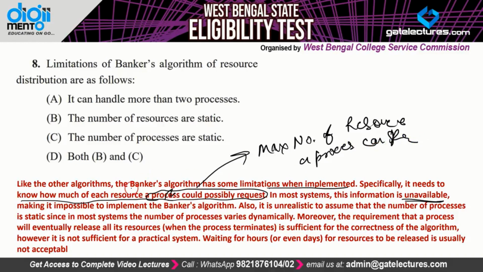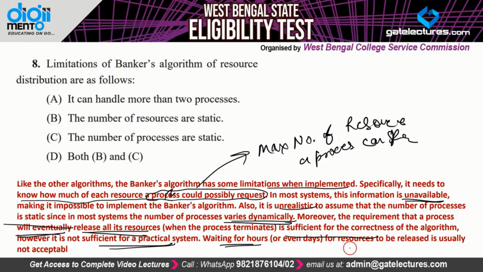Okay. And making it impossible to implement the Banker's algorithm. Also, it is unrealistic to assume that the number of processes is static. So the number of processes, they are saying, is static. It is unrealistic, since in most systems the number of processes varies dynamically. Moreover, the requirement that a process will eventually release all its resources when the process terminates is sufficient for the correctness of the algorithm. However, it is not sufficient for a practical system.